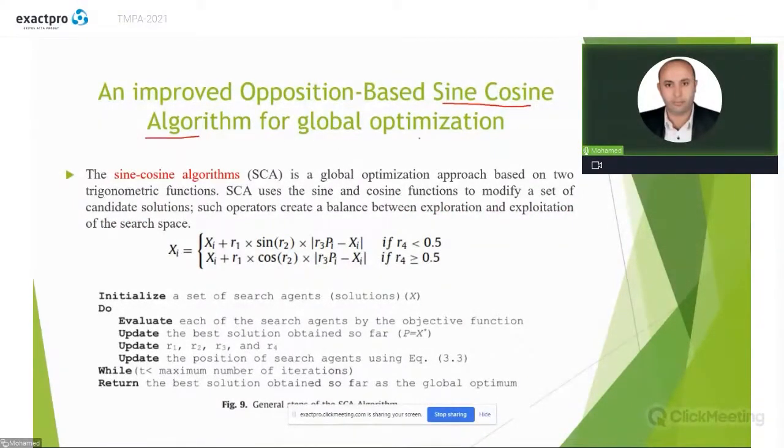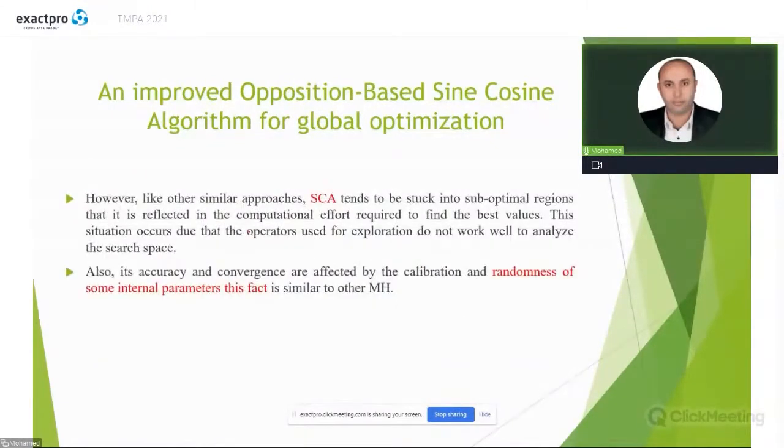This sine cosine algorithm depends on the two trigonometric functions called sine and cosine, and we use both of them to update the solutions in the current population. This is the step of how we can update the solution according to the behavior of the sine cosine algorithm. However, this algorithm has a problem that may affect its performance during the search for the optimal solution.